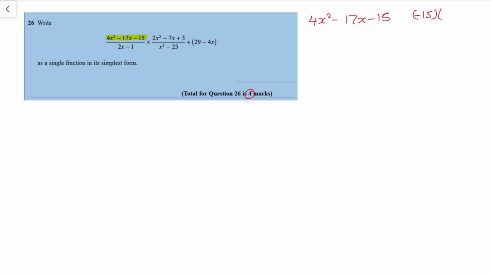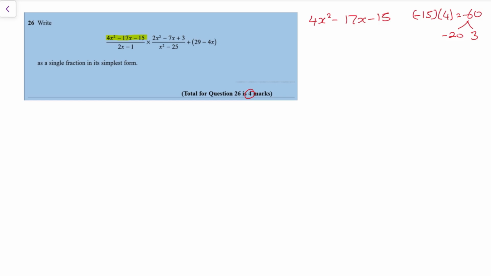So minus 15 times 4 is minus 60. And I need 2 numbers that multiply to make minus 60 and add to make minus 17. The temptation is to use minus 12 and minus 5, which does give me minus 17, but of course that doesn't give me minus 60, that gives me plus 60. So actually the numbers I need are minus 20 and 3.